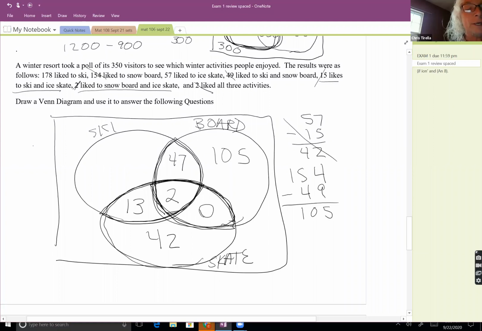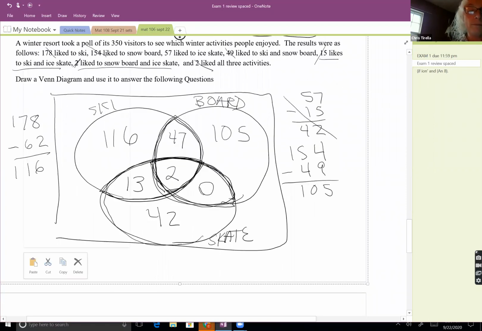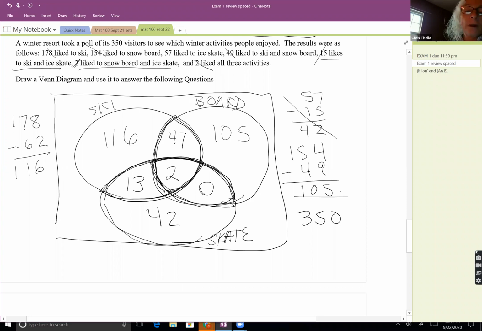178 like to ski. Right now we have 62. And so I need 116 more. The number we didn't use yet is the 350. The whole thing adds up to 350. We've got 178, 180, 128, 325 in there already. So where should I put those 25 leftover people?